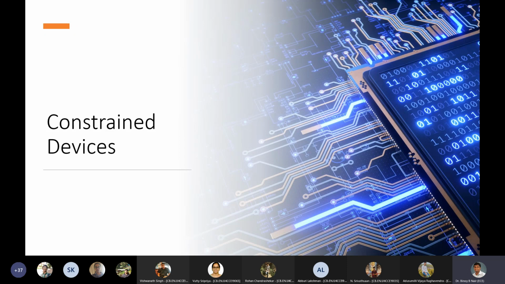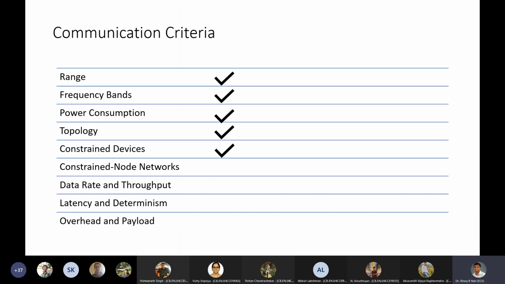Do not think that just putting 2 or 3 Arduinos together will form an IoT network. In industry, it's usually hundreds or possibly thousands of nodes together. So we have to be very careful when we make the definitions. So far, we have had a look at all these other things. Now we are having a look at constrained devices.